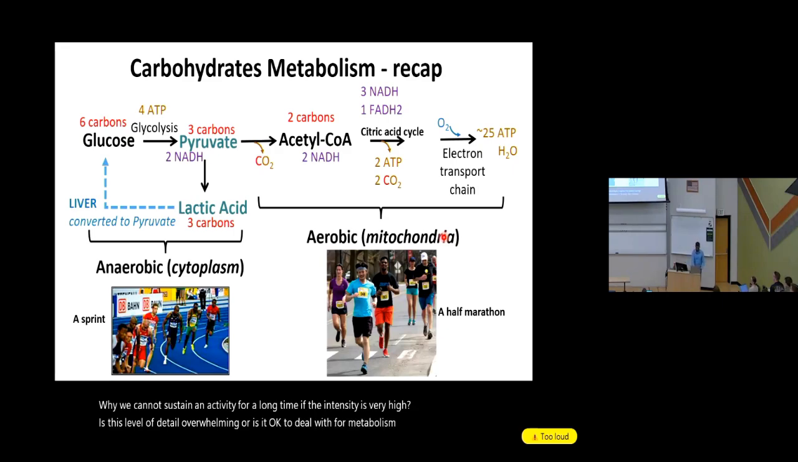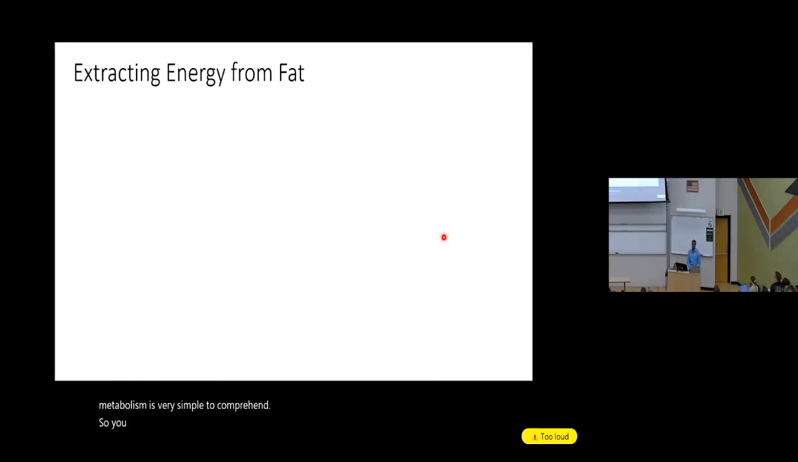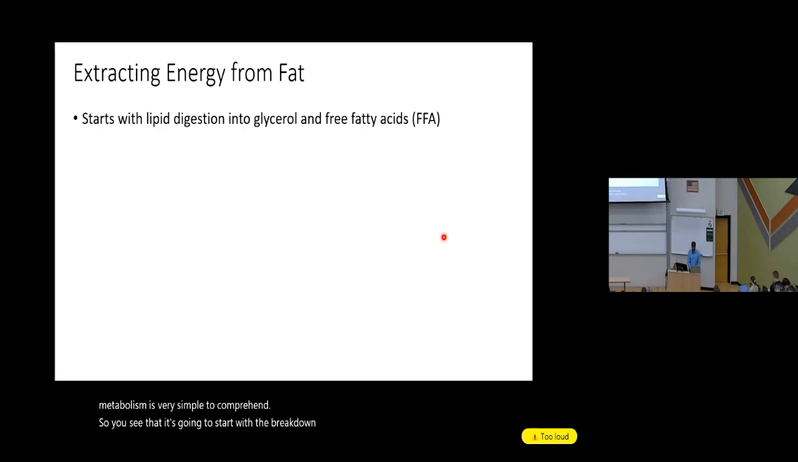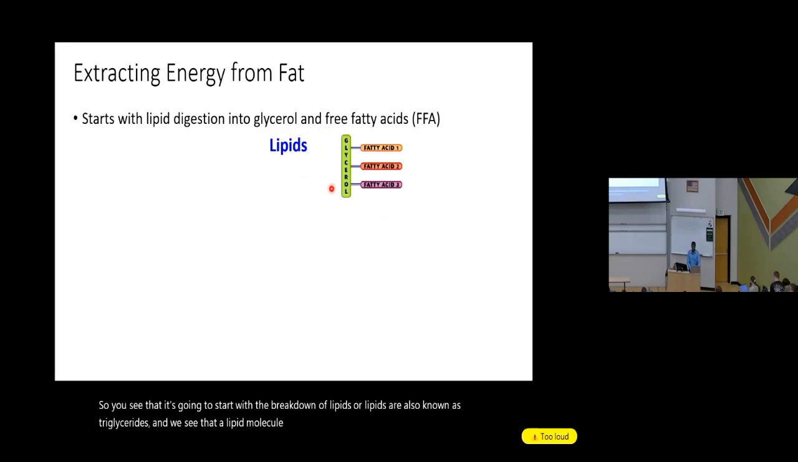All right, great. So now let's talk about how the body is going to extract energy from fat. And if you understand this, fat metabolism is very simple to comprehend. It starts with the breakdown of lipids, also known as triglycerides. A lipid molecule has a glycerol backbone with 3 carbons. To each of those carbons a chain of fatty acids is linked, and each fatty acid chain has lots and lots of carbons in it. A lipase enzyme will break the glycerol backbone from the fatty acids.